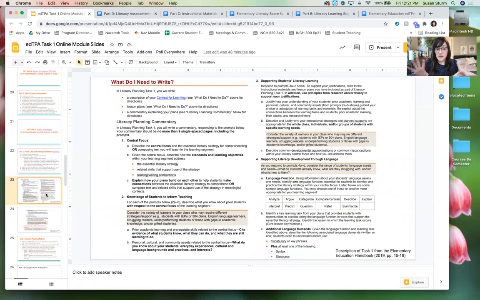So this is the basic commentary file. There's 2 pages here and there's one little box here. And basically they're asking you to talk about your central focus. For all of you, your central focus will be comprehension, reading comprehension. They want to know about that essential literacy strategy, the related skills, and the reading and writing connections. This is why your whole entire project in this class is structured around an essential literacy strategy and related skills. It's because that's how the edTPA is structured. So talk about it here. You finally get a chance to explain it.